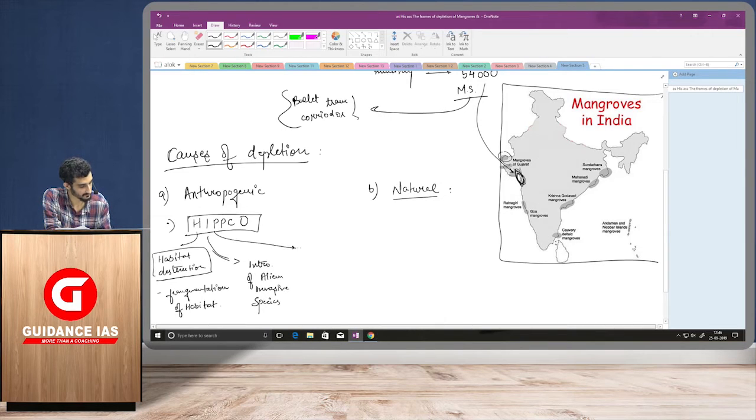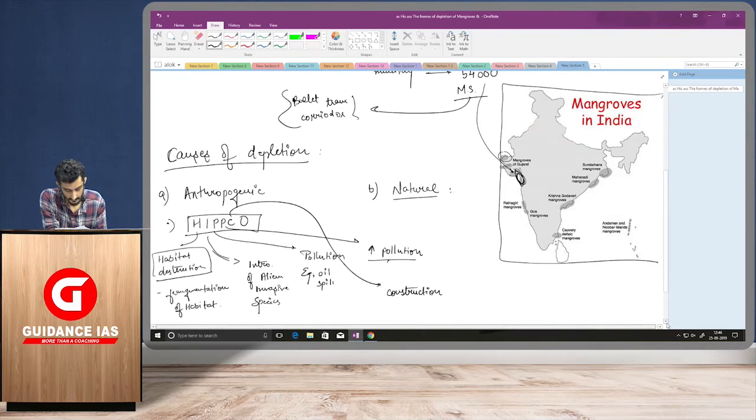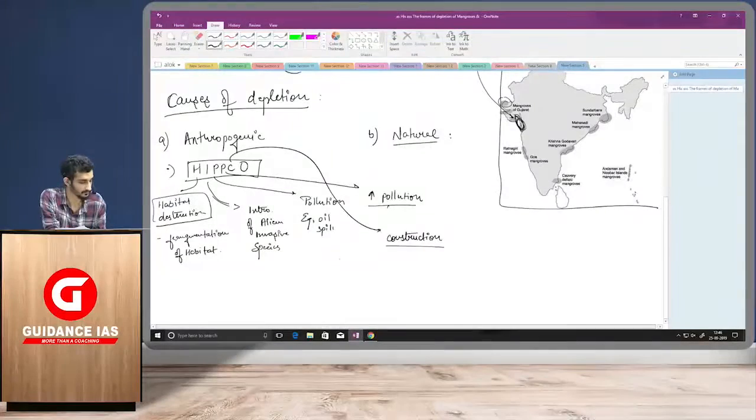Then we have pollution. Example, oil spills. Then we have overpopulation or population stress. Then we have concrete construction. Example, development of coastal areas.